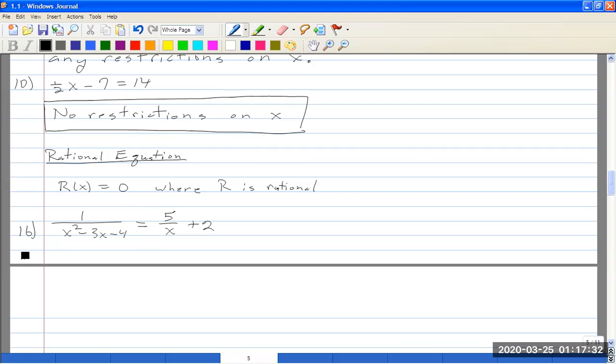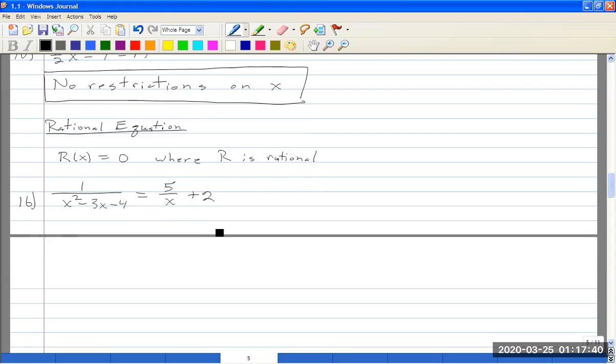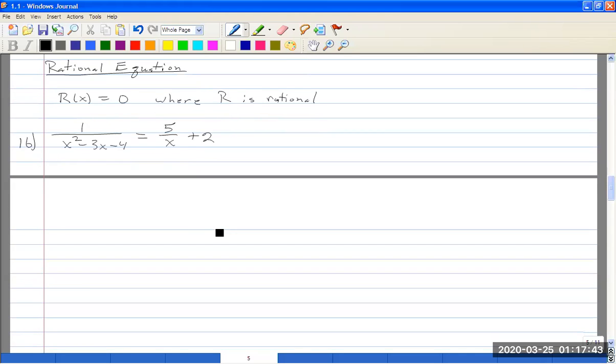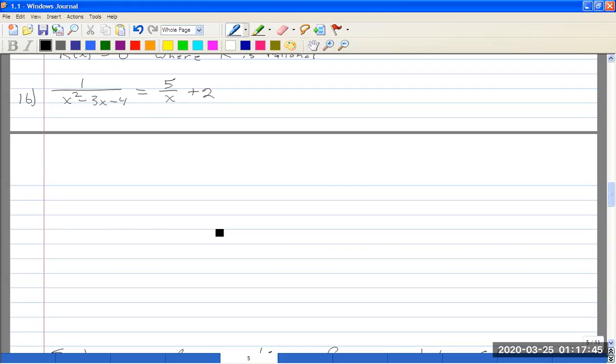So let's do problem 16. 1 over x squared minus 3x minus 4 is equal to 5 over x plus 2. So let's look at my restrictions. I don't want this to be equal to zero, nor do I want that to be equal to zero. I don't want to divide by zero. So I don't want x squared minus 3x minus 4 to be zero, nor do I want x plus 2 equal to zero, because both of those are in the denominator.